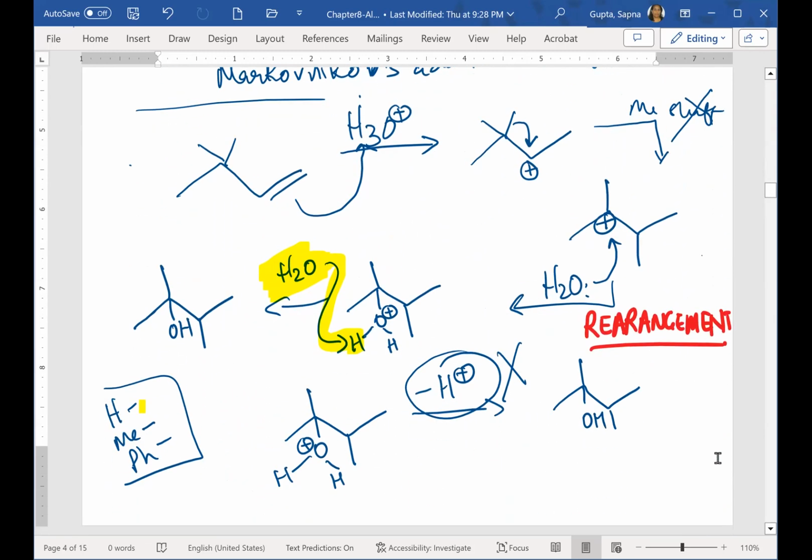I have one last thing to mention about hydration, because this is a very important mechanism. If you close your eyes and think about this mechanism, I want you to reverse it. If you reverse this mechanism, you're starting from an alcohol and ending up with an alkene. That was one of the reactions we did in elimination reactions. We did the dehydration of alcohols. You can flip back into your notes and you will see that.